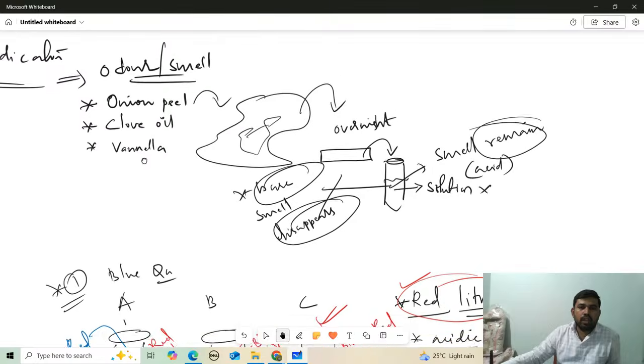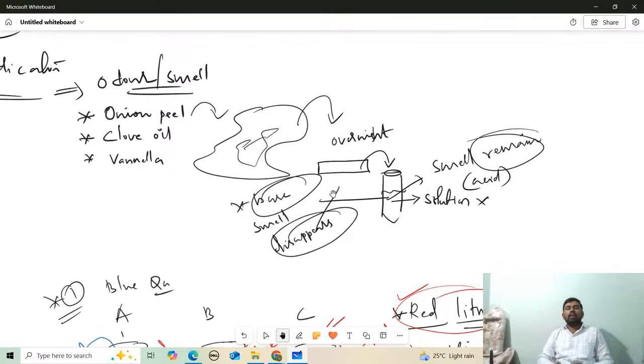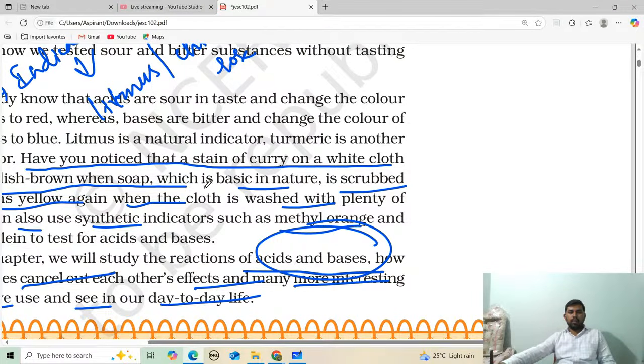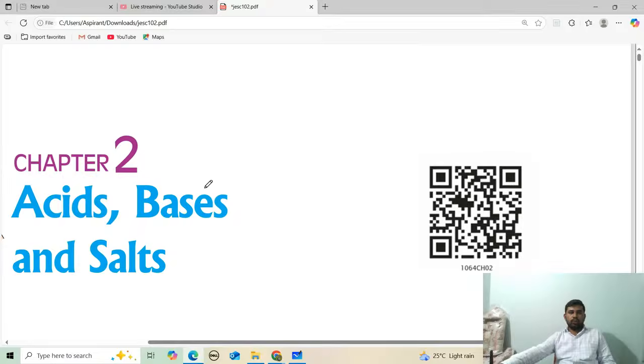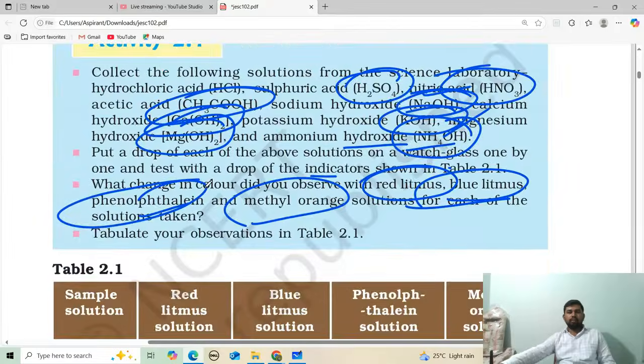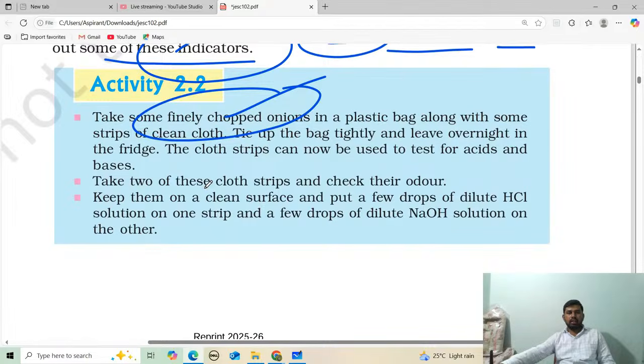Along with that, one more type of indicator is there, called olfactory indicators. These olfactory indicators do not work based on color. They are based on smell. Here they have given an activity, so let me go through the activity once.